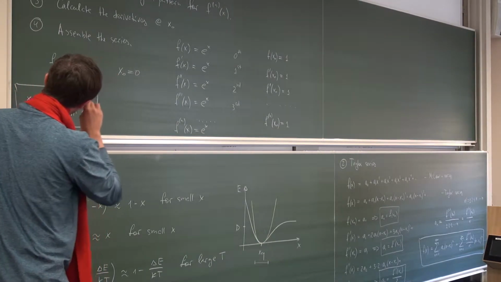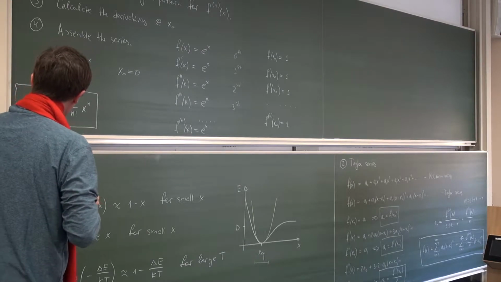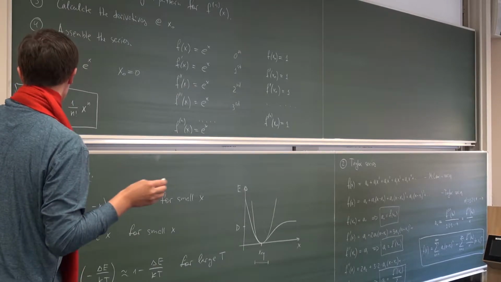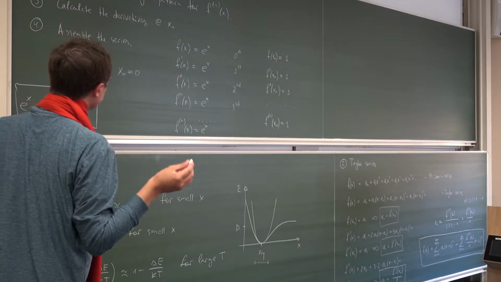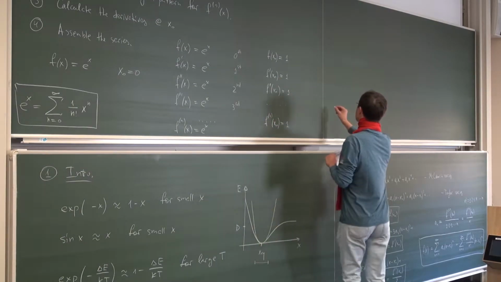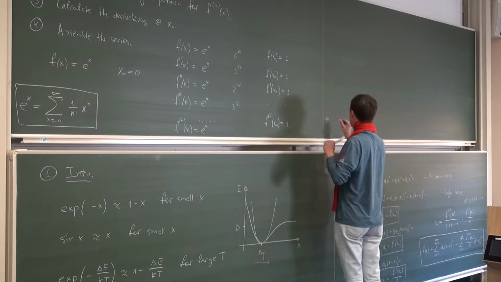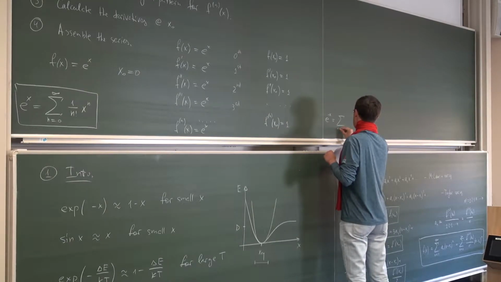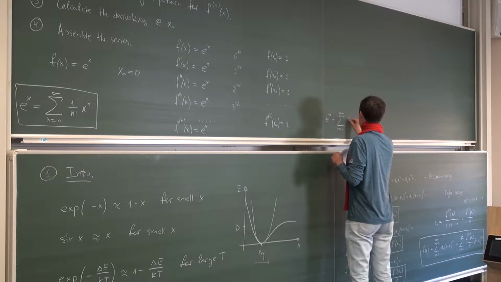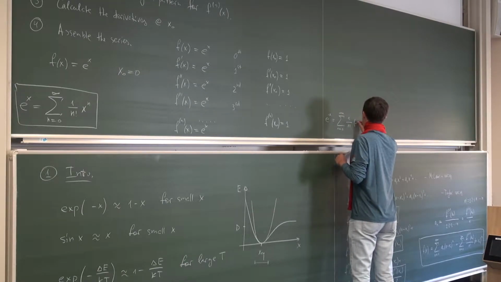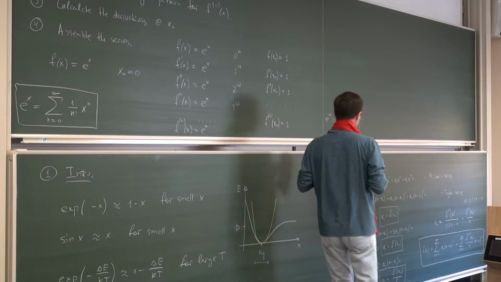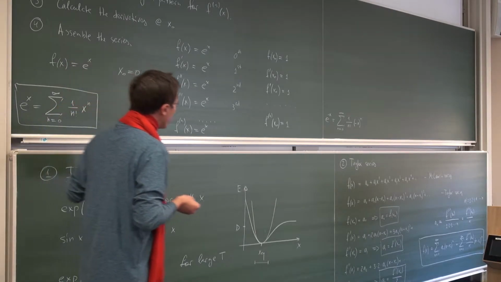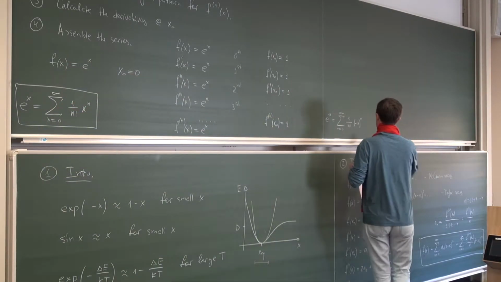Let us now think about what is going to happen if this x is small, and let's put a minus in front of it. So, e to the minus x will be a sum, n from 0 to infinity, 1 over n factorial minus x to the power n. So I simply substituted minus x for x everywhere. And let us take the first two terms of this.